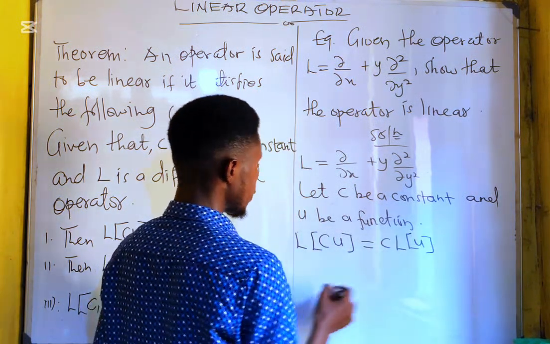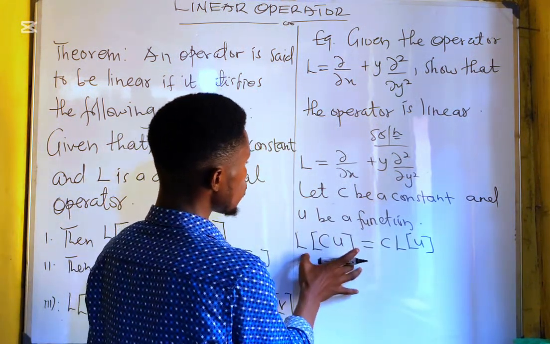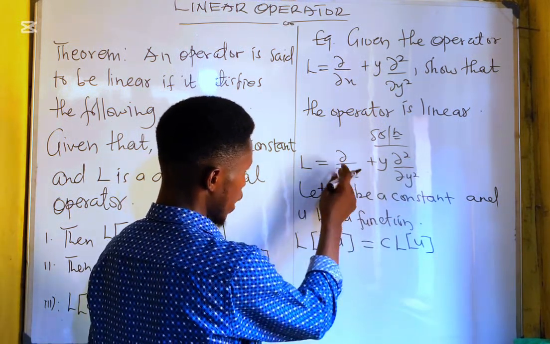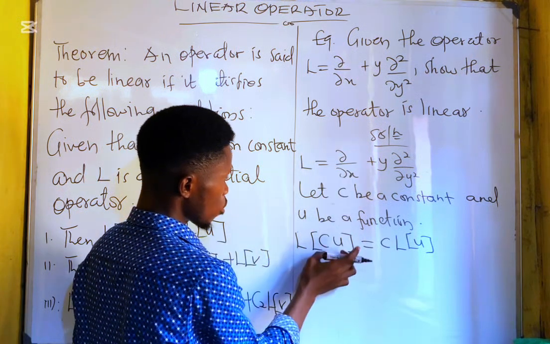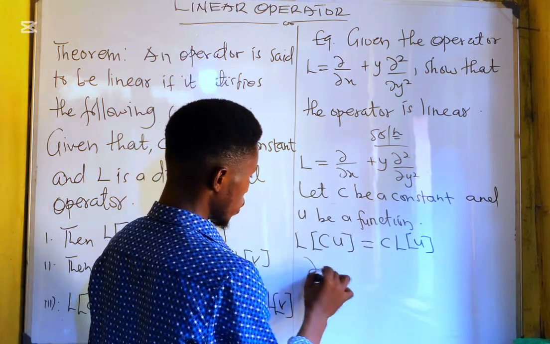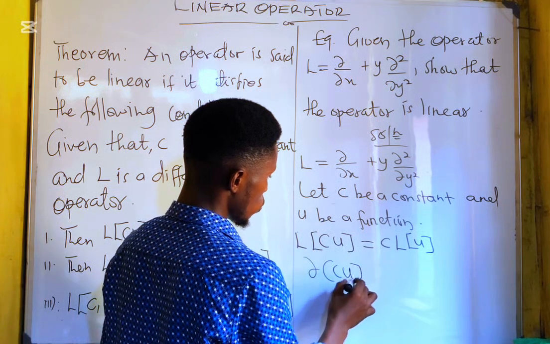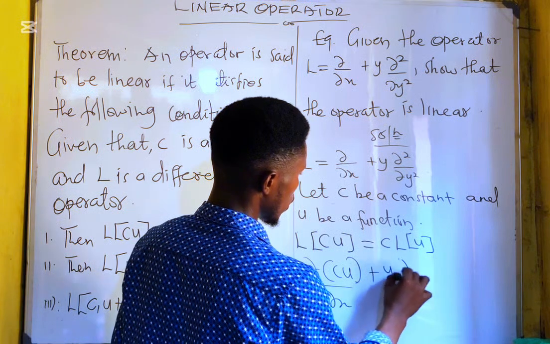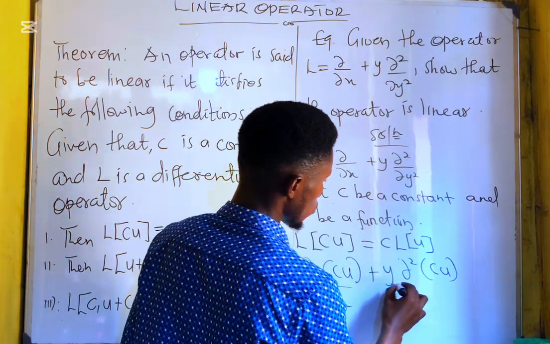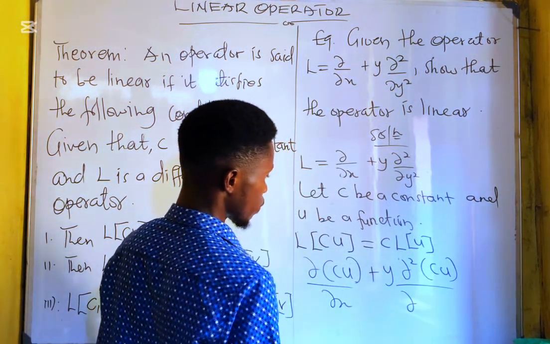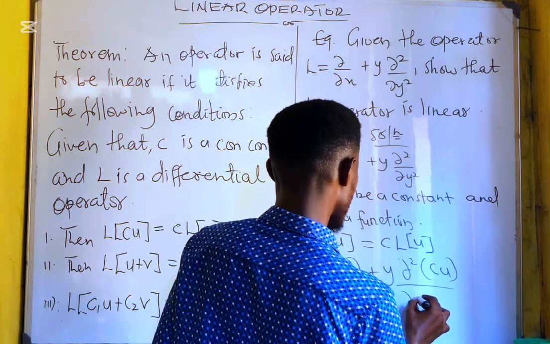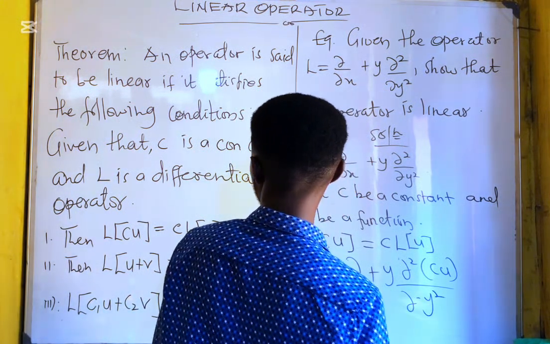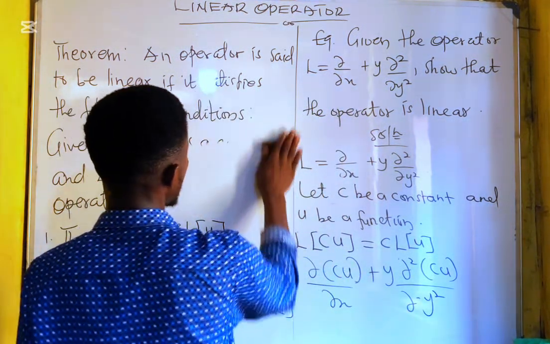So here, what you are going to do is put this into this one. Wherever I see U in the operator L, the whole of this, I'm going to replace it by CU. So I'm going to have delta CU over delta x plus y delta square CU over delta y squared.